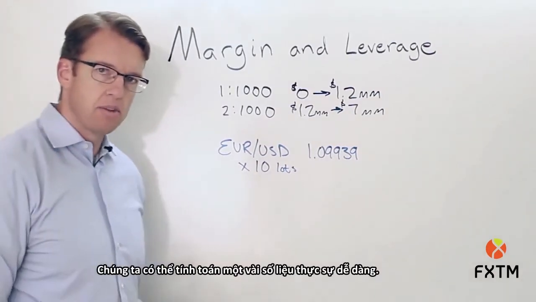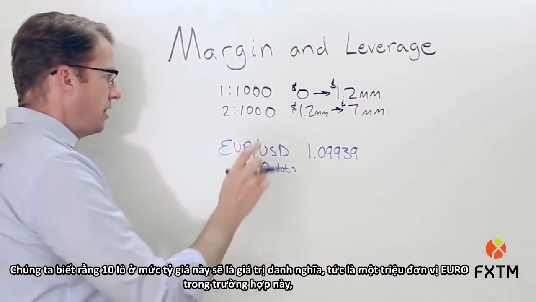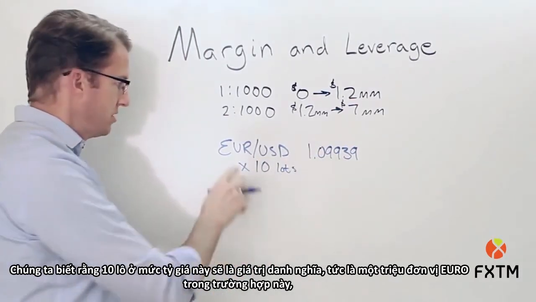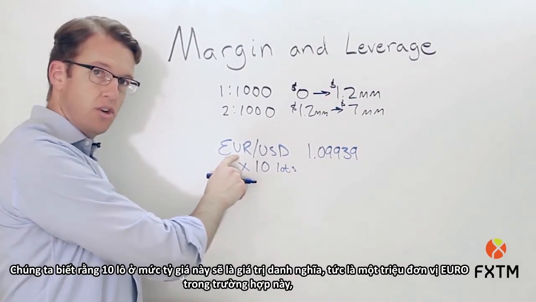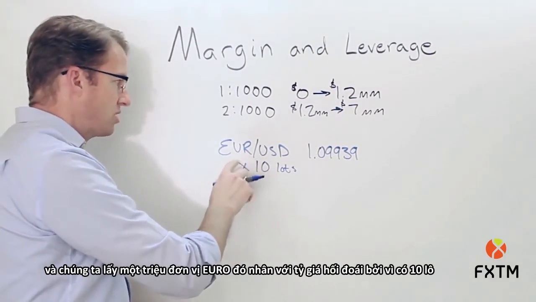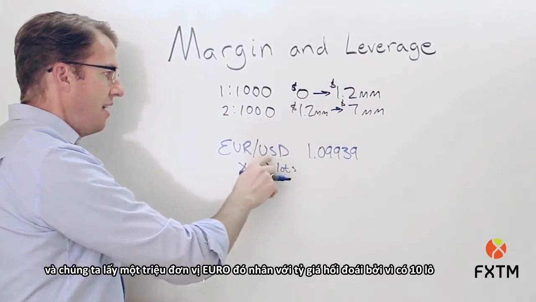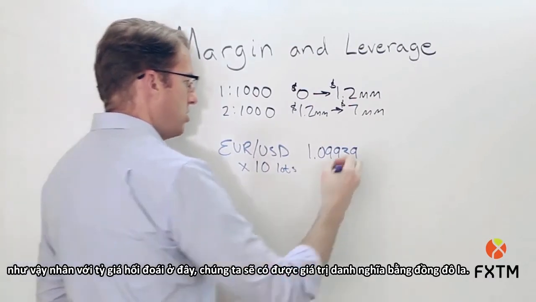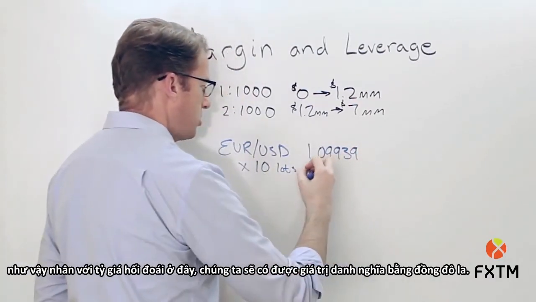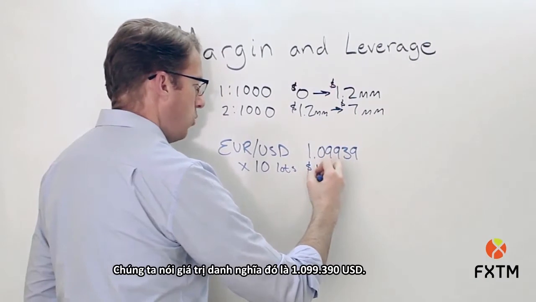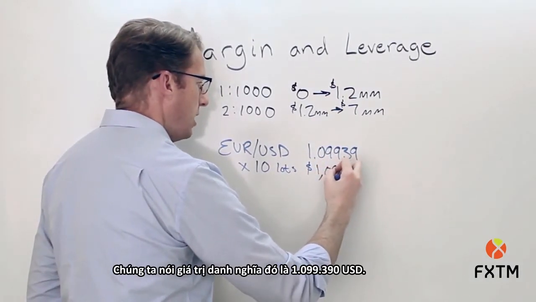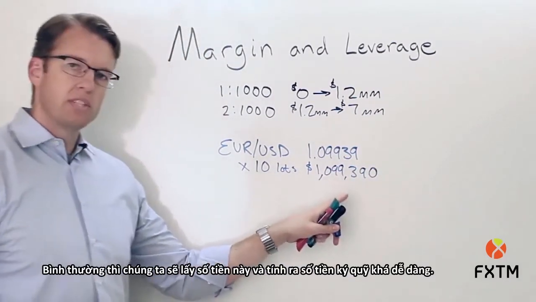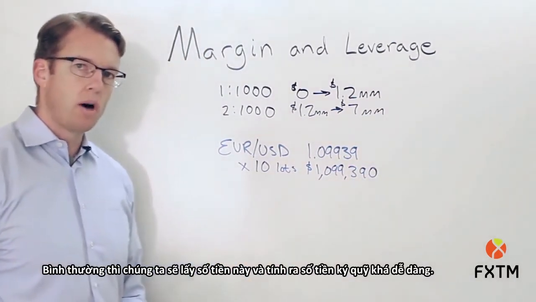Well, we can calculate a couple of things really easily. We know that 10 lots at this exchange rate is going to be the notional value, because it's going to be 1,000,000 units of the euro in this case. If we take the 1,000,000 units of the euro times the exchange rate, because there's 10 lots, that's going to give us our notional value in dollar terms. So let me put that down here. So we say that's $1,099,390.